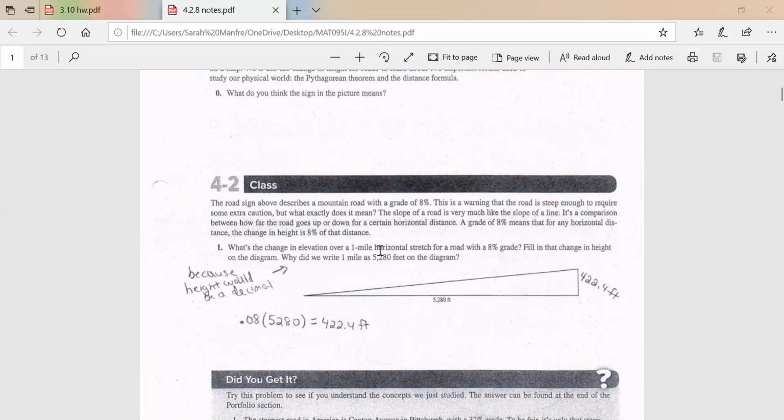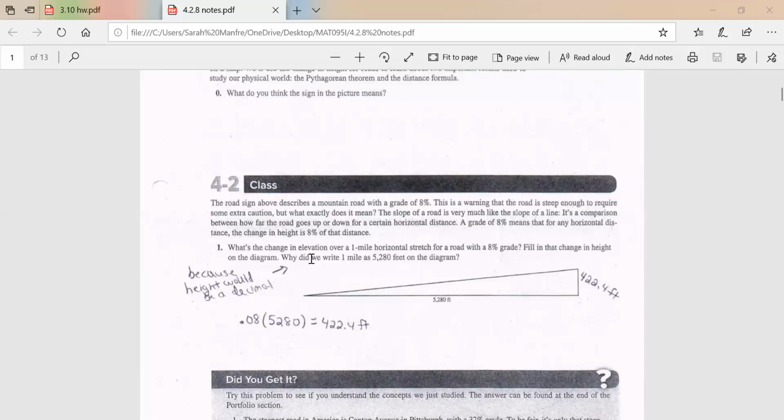So question 1 says, what's the change in elevation over a 1 mile horizontal stretch for a road with an 8% grade? Well, first thing is, if you notice on this picture, they put 5,280 feet here. That's because this is 1 mile. So the question is asking, in this distance of 1 mile, which is 5,280 feet, what is this height? And we know that it's going to be 8% of this. So 8% is 0.08 times 5,280, which is 422.4 feet. So that's going to be the increase in elevation.